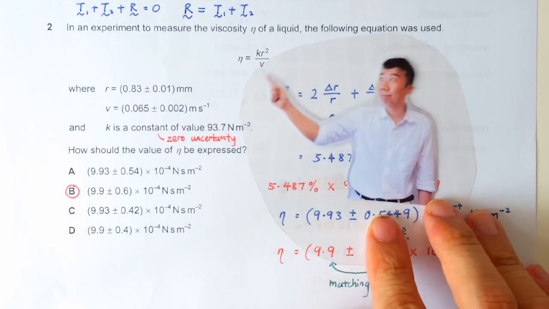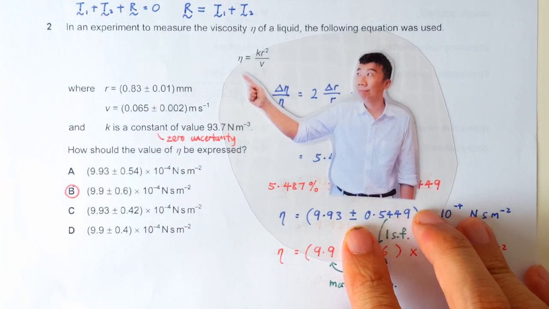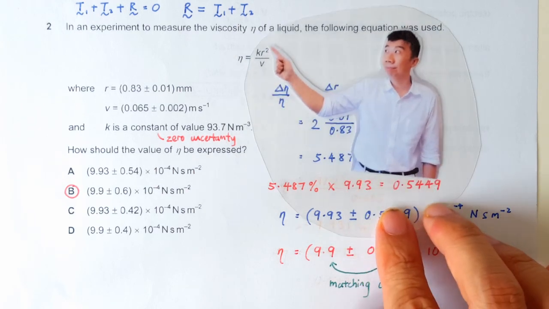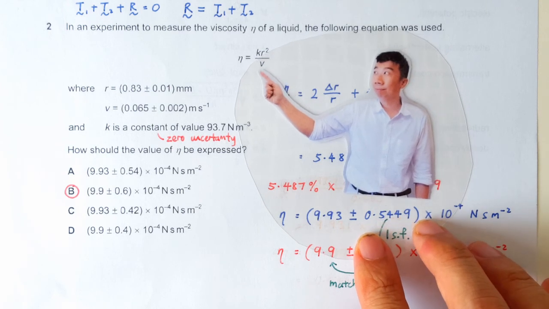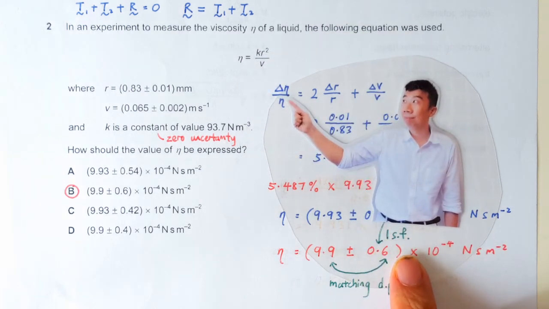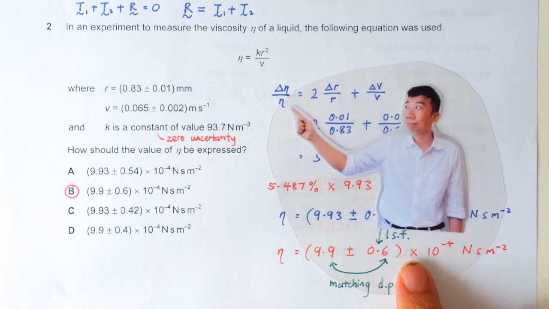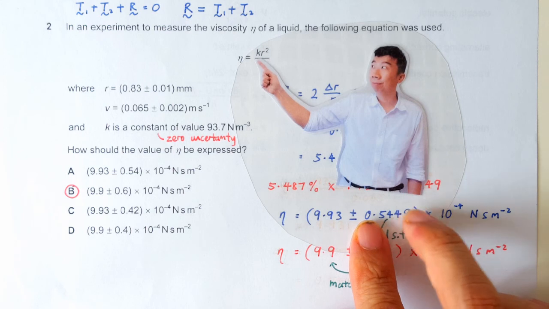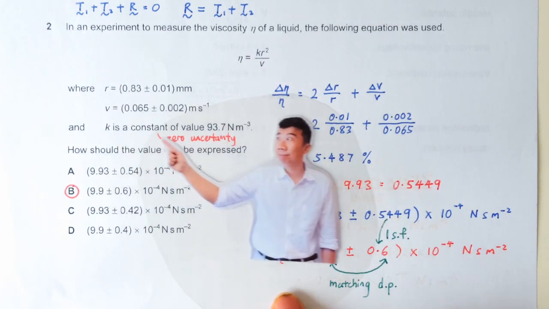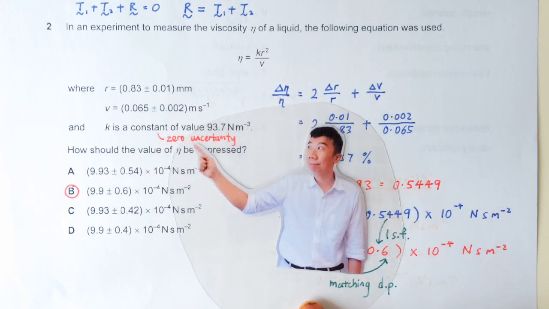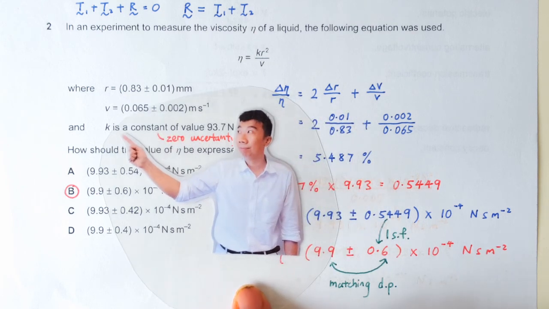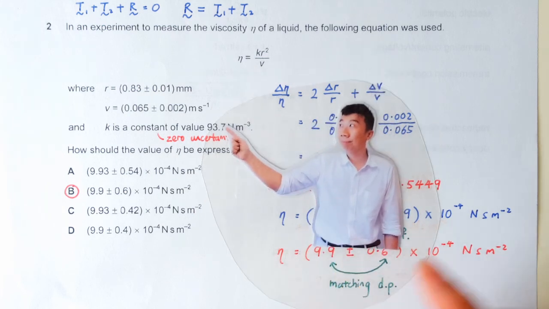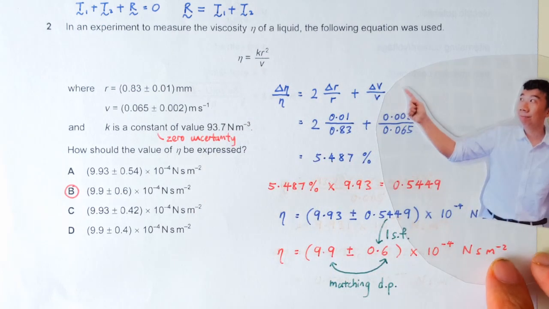Okay, so we are given the formula for the viscosity of a liquid, ether here. So obviously this is a product of terms, so we are going to add up the fractional uncertainties. So delta eta over eta is equal to, do we include delta K over K? No, because K is a constant. So there's no uncertainty associated with this constant here. It's just 93.7. So delta K over K will also be 0. That's why we don't include it.